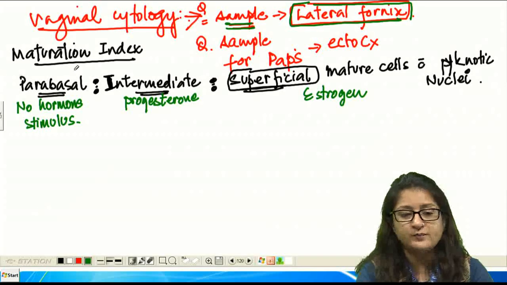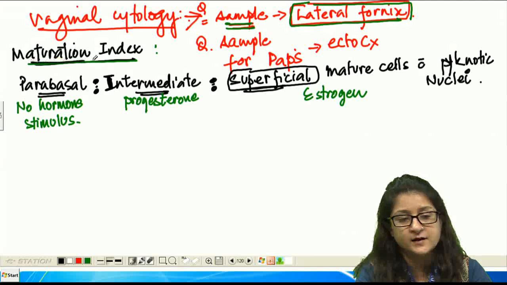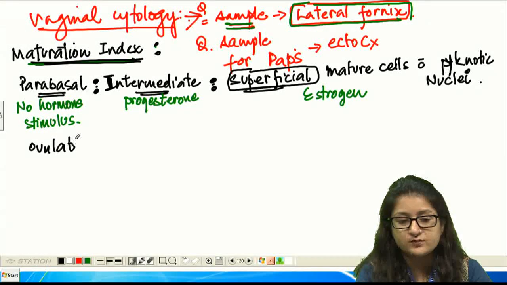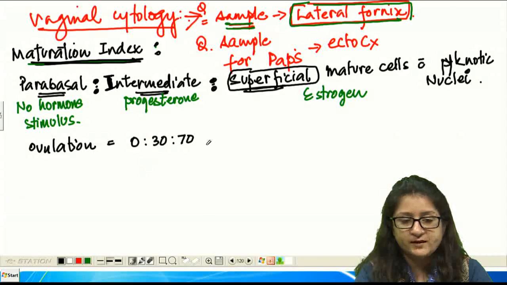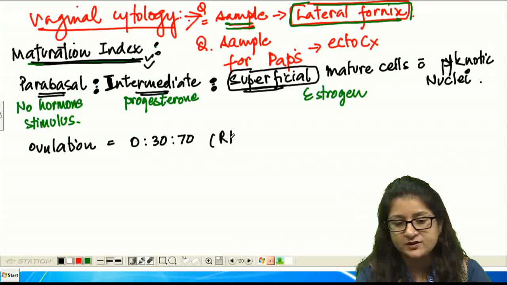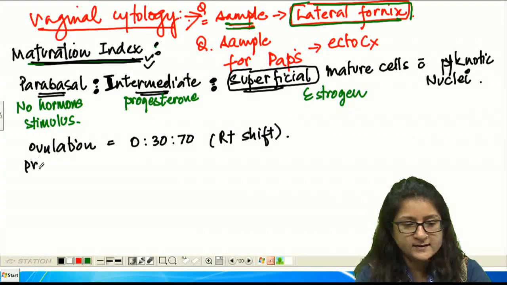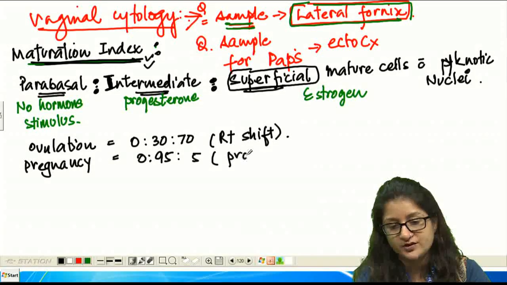This ratio, the maturation index, varies with the age of the woman or the reproductive lifespan of the woman. For example, at the time of ovulation there is more estrogen, so the ratio is 0 is to 30 is to 70. In other words, there is a right shift in the maturation index. Then in pregnancy there is more progesterone, so the ratio is 0, 95 and 5. This is because of the progesterone.